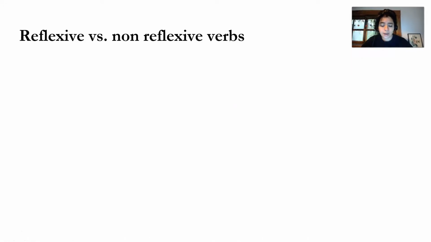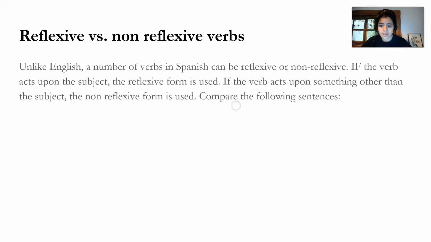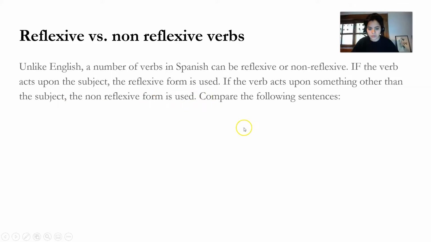So the last part is to talk about reflexive versus non-reflexive verbs. Unlike English, a number of verbs in Spanish can be reflexive or non-reflexive. If the verb acts upon the subject, the reflexive form is used. If the verb acts upon something other than the subject, then the non-reflexive form is used. So compare the following sentences.